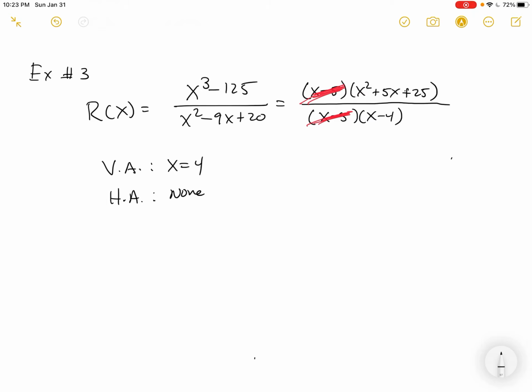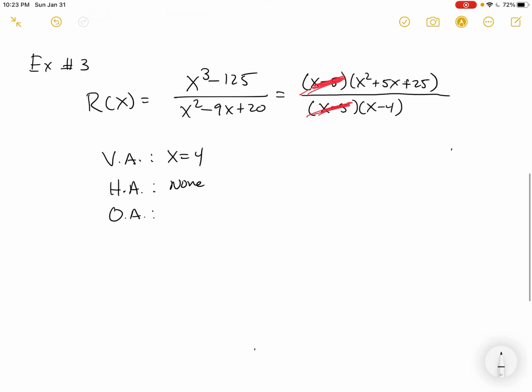And because it's bigger by 1, we do have an oblique asymptote, and I can't write down what that is. What I need to do is take x minus 4 into x squared plus 5x plus 25. Now, if you've forgotten how to factor differences of cubes or sums of cubes, you can pull out an old intermediate algebra textbook, usually is where it's taught, or you can look it up online, but it's relatively easy.